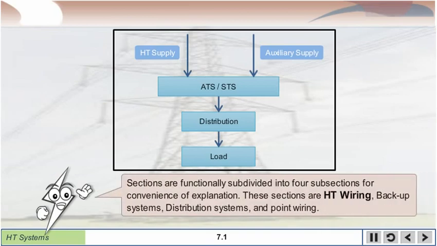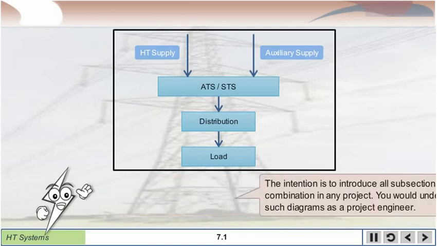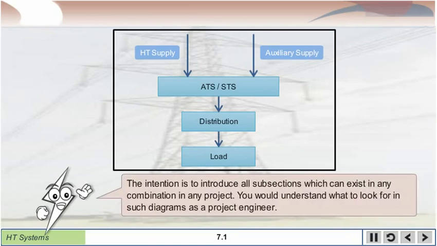Sections are functionally subdivided into 4 subsections for convenience of explanation. These sections are HT wiring, backup systems, distribution systems, and point wiring. The intention is to introduce all the subsections which can exist in any combination in any project. You would understand what to look for in such diagrams as a project engineer.